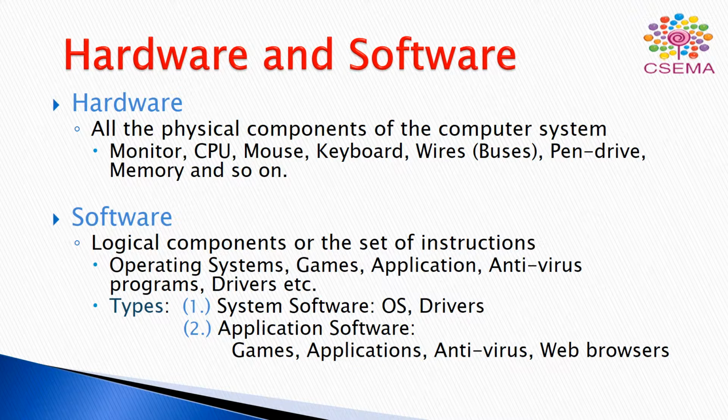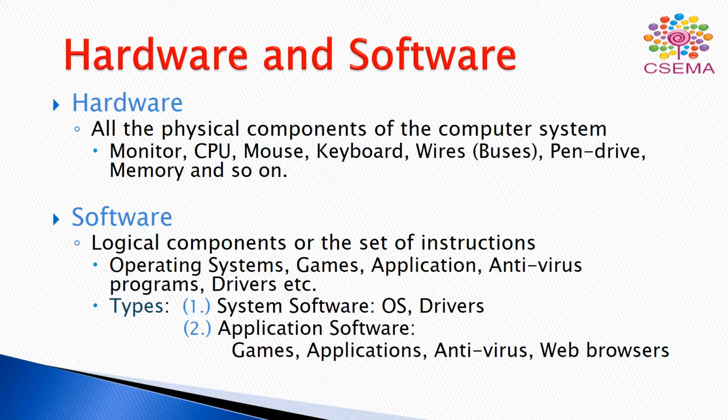Software can be categorized into two categories on the basis of types and nature of the software. It can be system software, which handles all the system activities, meaning it handles and controls all the hardware operations. These are the operating system, OS, and drivers. Without this software, our hardware system is just like a dead body.